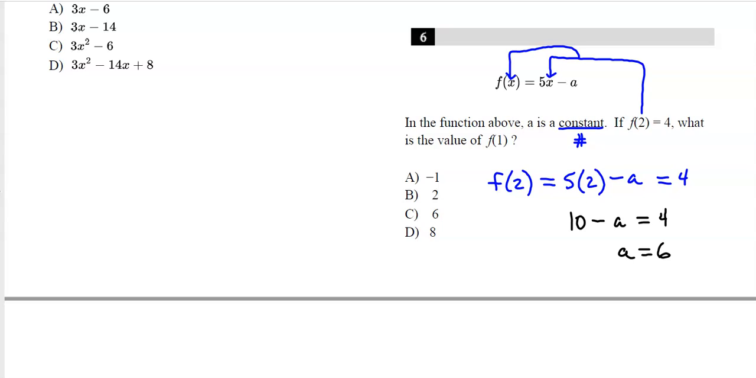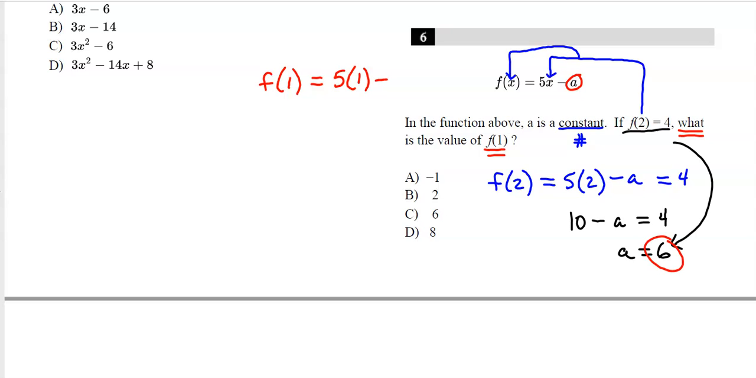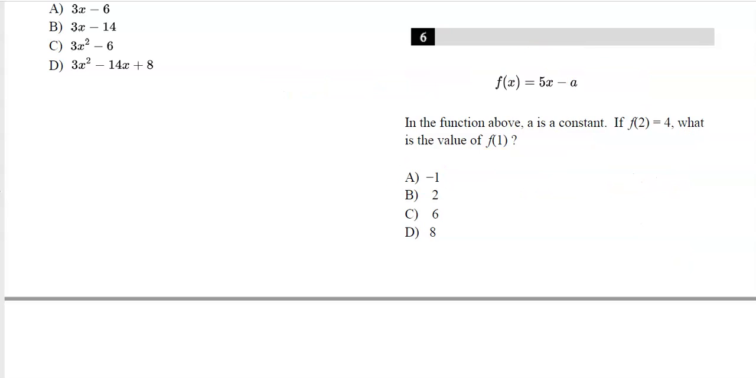Now, if a is 6, so I just used this clue in order to find out what a is. But now I have to finish the question. The question is, what is f of 1? So I now need to replace all the x's with a 1. F of 1 is going to equal 5 times 1 minus a, but I now know what a is. A is 6. So let's see what that equals. Well, 5 take away 6 should be negative 1. So the final answer there is a. So it's kind of a two-part question.